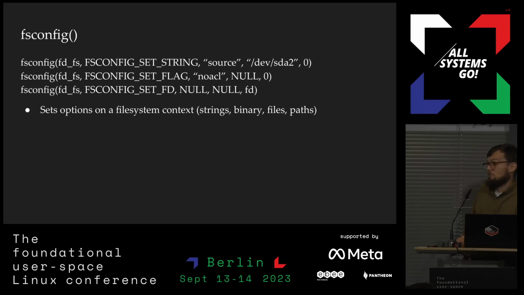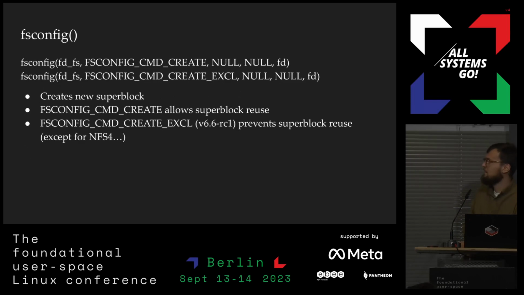You can do a lot more. There is binary, so you can set blobs, you can also have paths, and there's a bunch of stuff. The main thing here is that it's always associated with the whole file system. It's not associated with a specific mount. At this point in time, no mount even exists. And two separate operations that are very crucial are fsconfig command create and fsconfig command create exclusive.